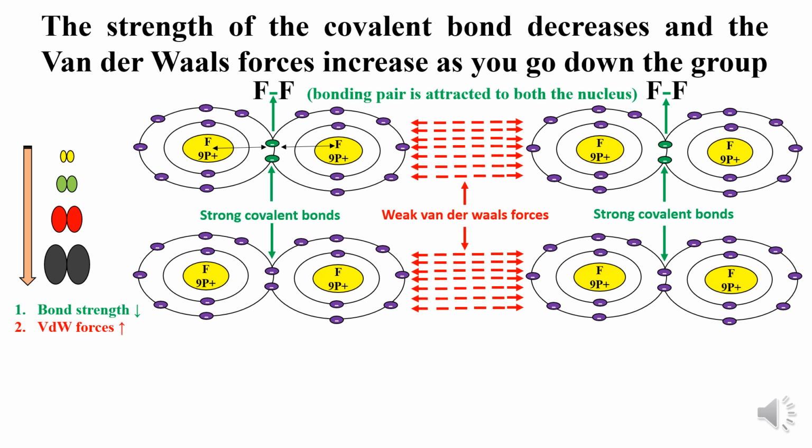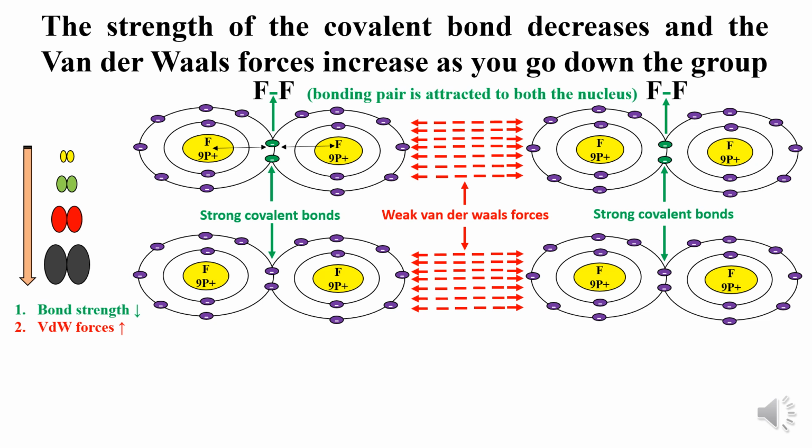Now the variation in the physical state of the halogen molecule is due to variation in these 2 parameters. That is the strength of the covalent bond and the strength of the van der Waals force. So in case of fluorine molecule, the covalent bonds are stronger while the van der Waals force that is holding the molecules together is weaker. So the covalent bonds hold the atoms together while the van der Waals force holds the molecules together.